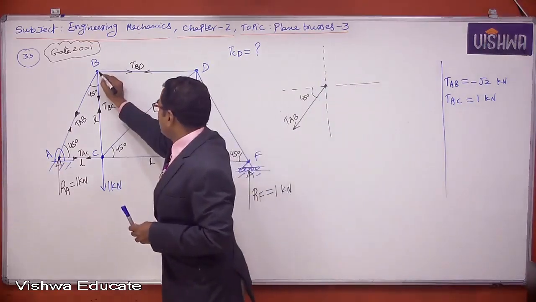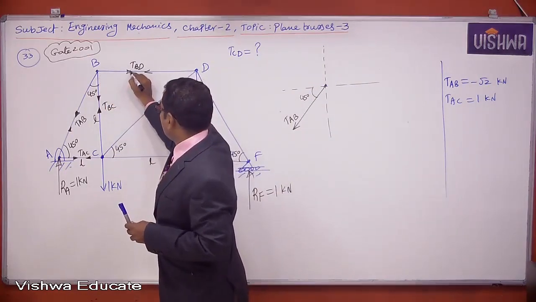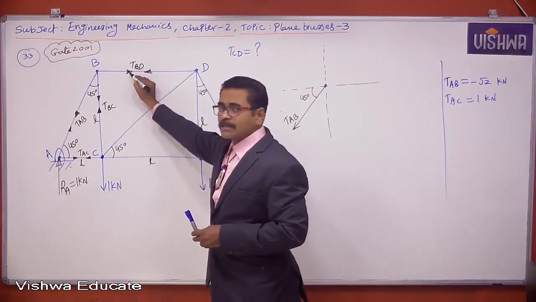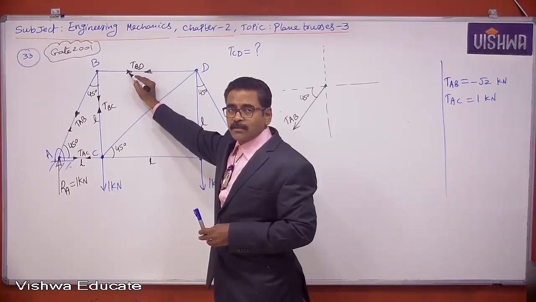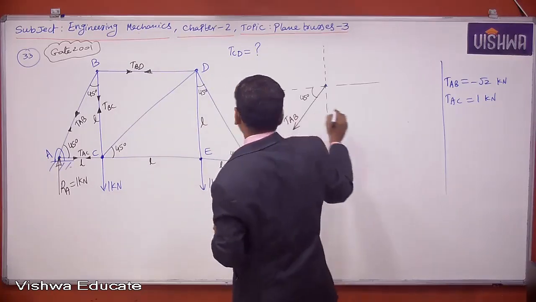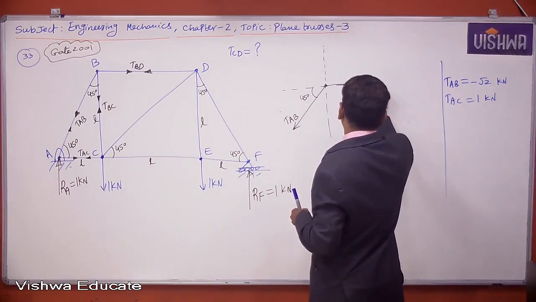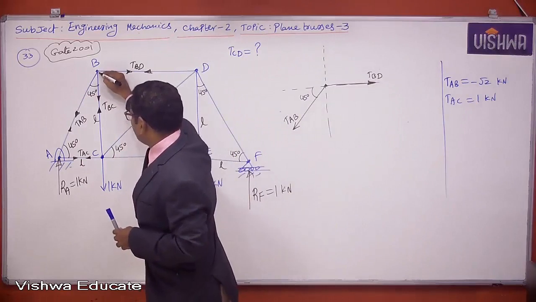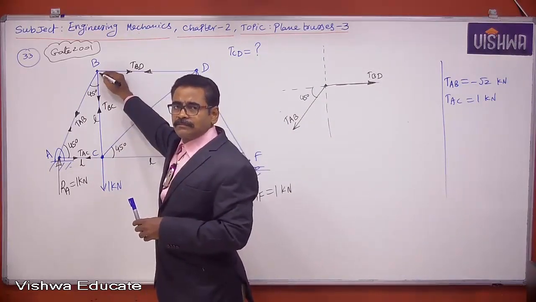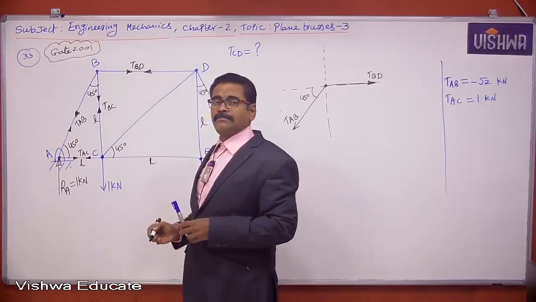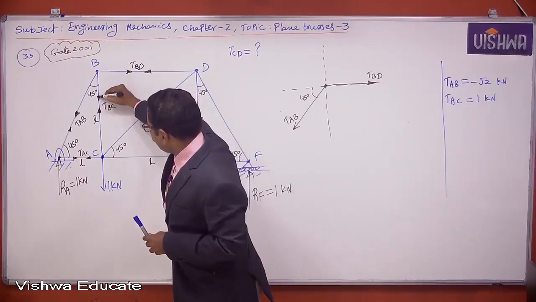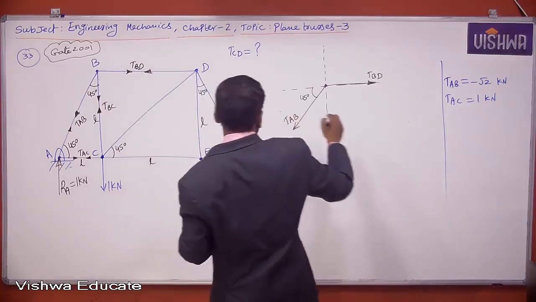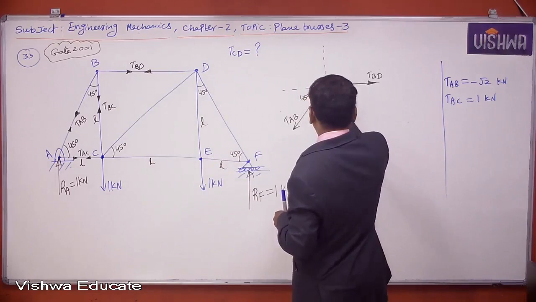Now, with respect to B, what is TBD? Here there are two arrows. Which arrow is near to B? This arrow is near to B. What is the direction of this arrow? Rightward or leftward? Rightward. So TBD is rightward like this. This is TBD. And with respect to B, what is the direction of TBC? There are two arrows here. This arrow is near to B and this arrow is directed below. So that is downward. So this is TBC.